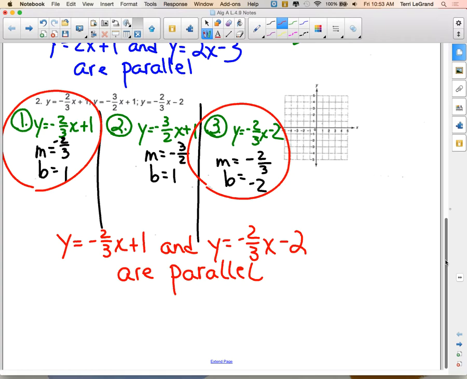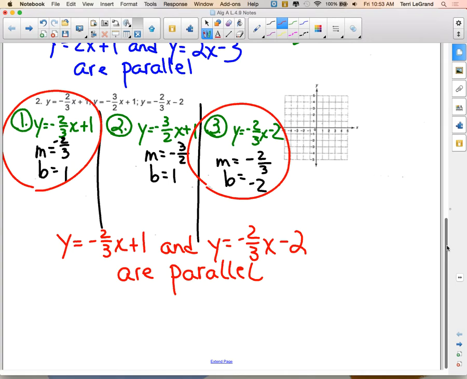What's the problem with number 2? Why can't number 2 be part of that party? It's got a negative slope. It doesn't have the same slope, and it also has the same B value. Okay, so it's got the same B value as one of the other guys, but it doesn't have the same slope. Negative 3/2 is not the same as negative 2/3, is it? In fact, what relationship do they have? They are reciprocals. So we don't want reciprocals for this.